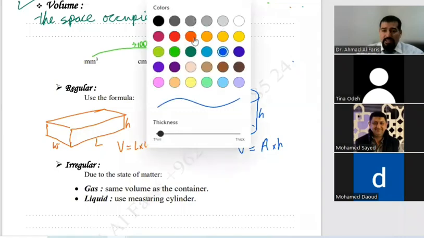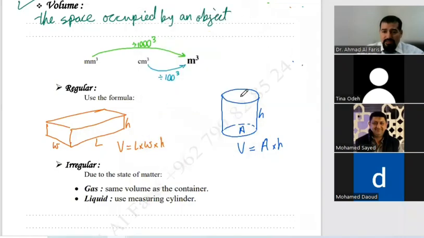Sometimes they don't give us the base area. They give us the radius, for example, from here to here. So the volume equals the area, which is pi r squared, multiplied by H. These are the two shapes that you mainly get asked about, the cylinder or disk and the rectangular block. So that's the volumes for regular shaped objects.